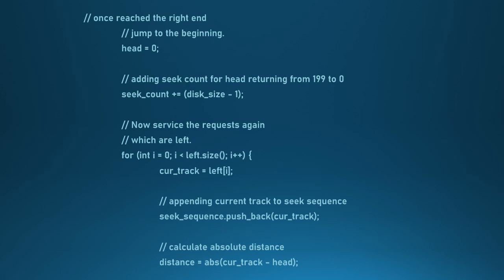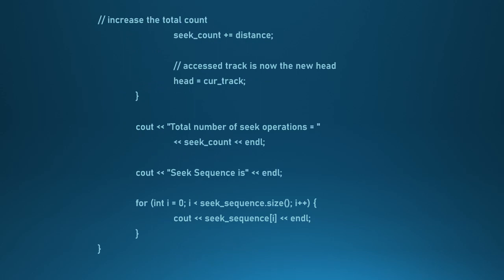Append the current track to the seek sequence and then calculate the absolute distance. And then increase the total count, and the accessed track is now the new head position. Then we use a for loop with i equals 0, i less than seek sequence size, and i plus plus.